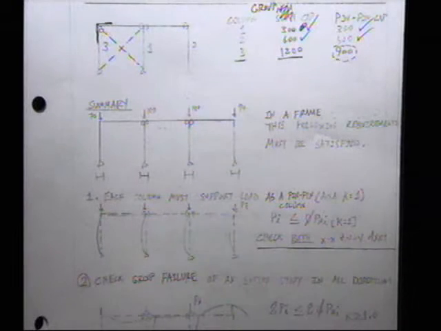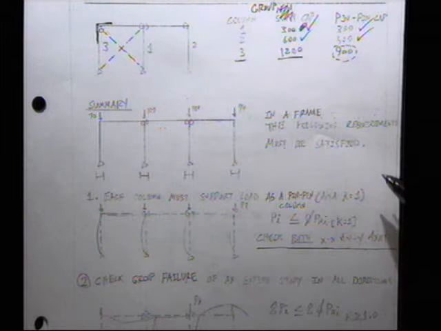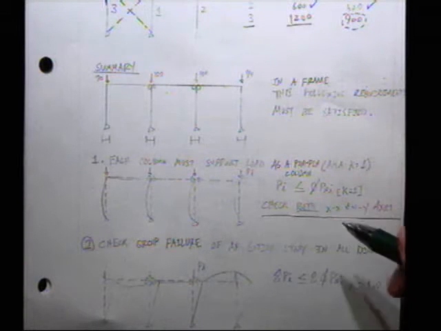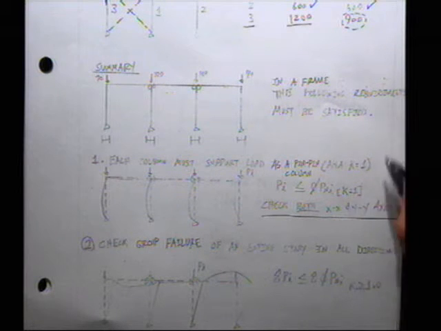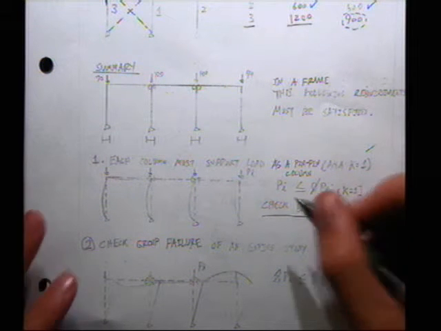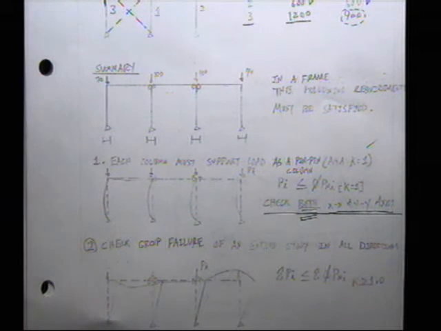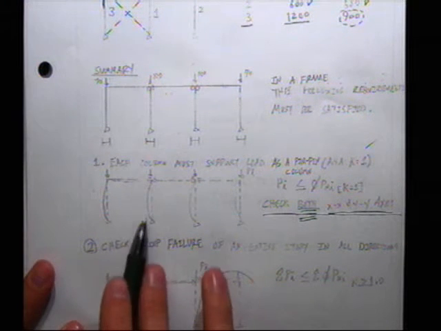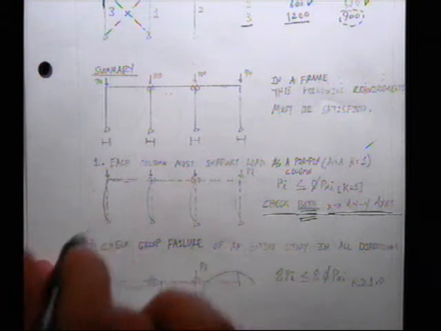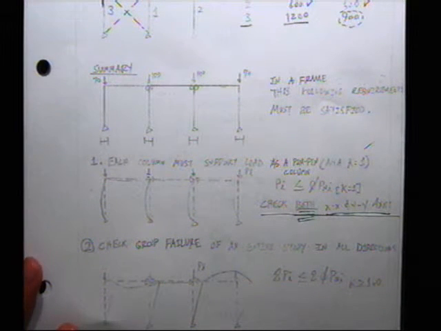So, in summary, in a frame, the following requirements must be satisfied. Each column must support the load as a pin-pin, aka K equal to 1. And you're going to check this, and this is important, in both failure in the x and y axis. You're going to check failure of this column in the plane and out of the plane, into the page. You're checking both. Because as a pin-pin column, it doesn't matter. It could fail in either direction.